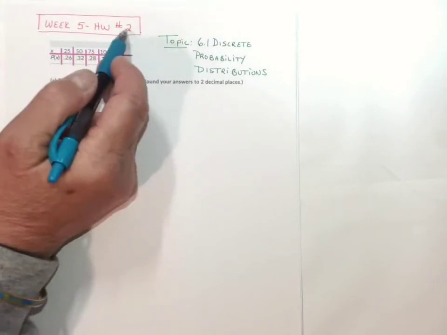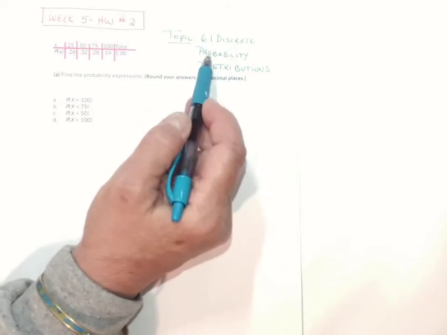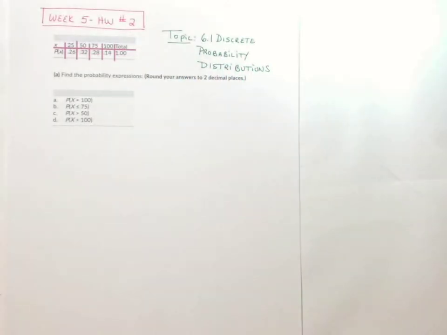Professor Groves, and this is a homework problem that students were having difficulty in week 5. This is homework number 2, problem number 2, and the topic is from your ebook 6.1 Discrete Probability Distributions.